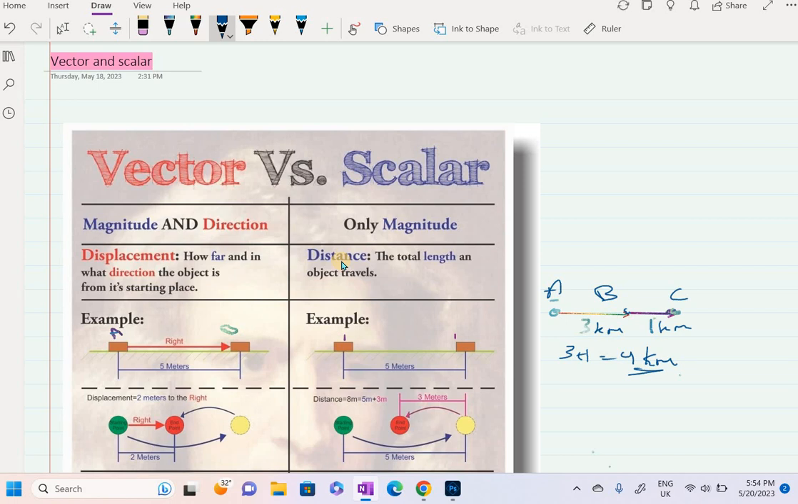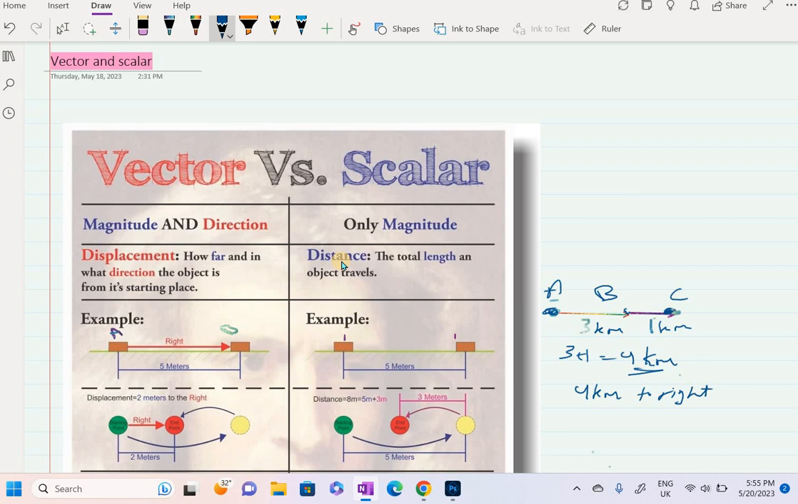But displacement is the distance between the starting point and the end point, with direction. This is the displacement. The length between the starting point till the end point with the direction from the beginning till the end. So it will be 4 kilometers to the right, from A to C to the right.